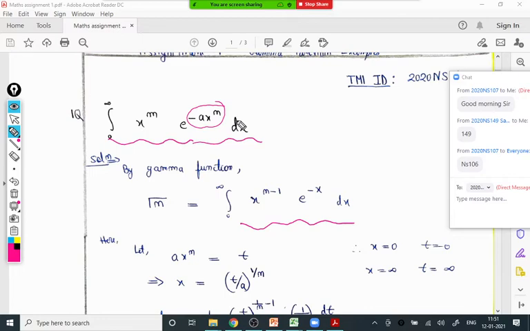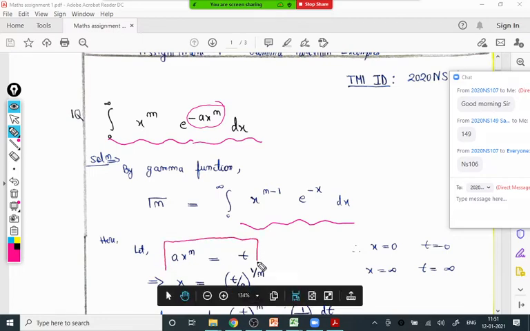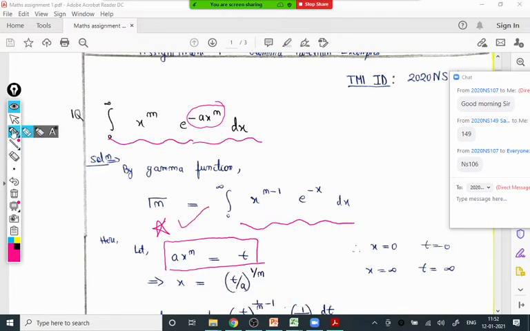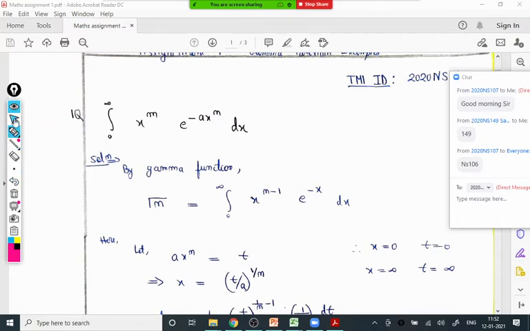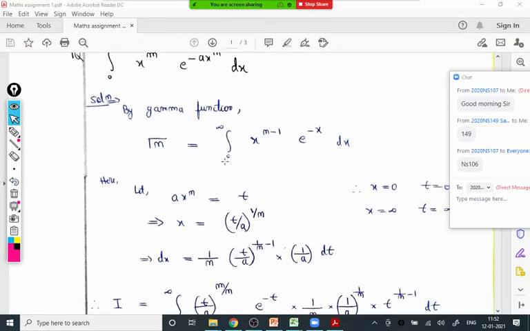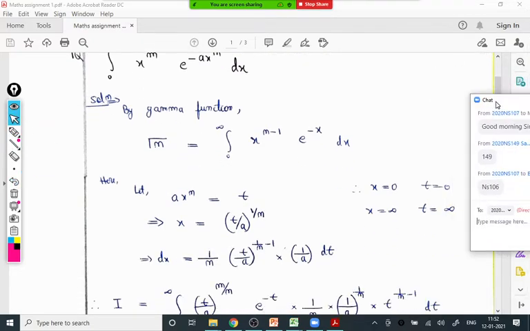So here x raised to n is equal to t, and this is the first important thing that he has done correctly: he selected a correct substitution. Then, the better way is always to get the value of x in terms of t. If you do it another way, that is also okay. So x is equal to t upon a, raised to 1 by n, that is also correctly written.